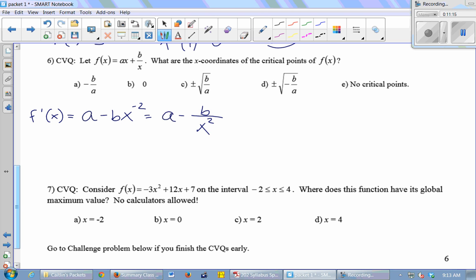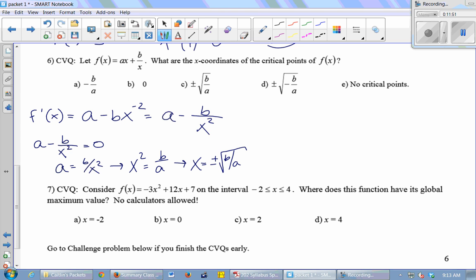Then you set that equal to 0. Places where this equals 0 or this is undefined. So that would be when a equals b over x squared. So x squared equals b over a. Just multiply both sides by x squared and divide both sides by a. And so you get x equals plus or minus the square root of b over a.